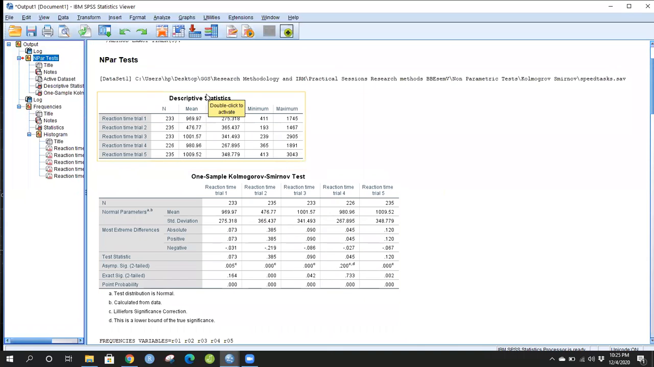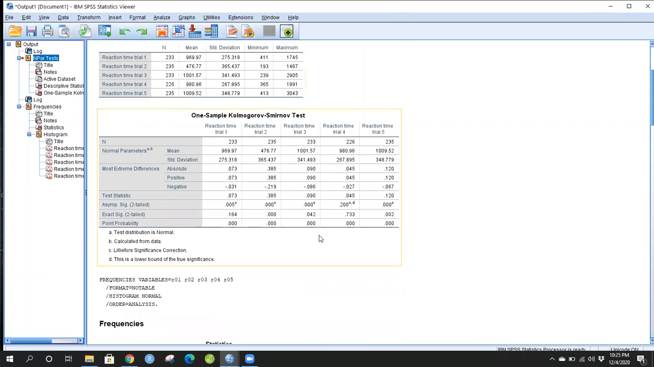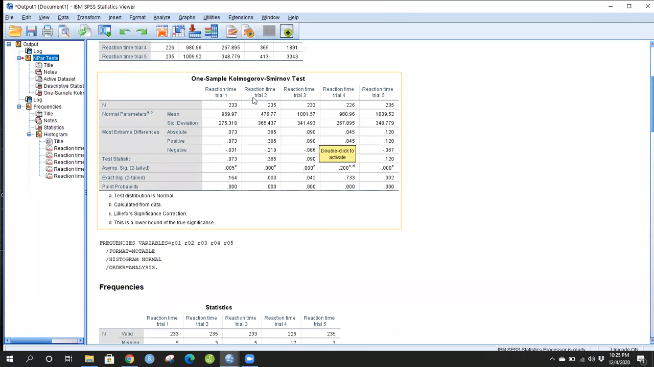Now, when you look at the descriptives, this is just indicative of mean, min, max, and standard deviation. Those are all the usual things. So you might have a glance at it. My interest is in this Kolmogorov-Smirnov test. So for each of my variables, reaction time 1, reaction time 2, 3, 4, and 5, I have all of these aspects being worked out. The sample, then the parameters in the normal distribution, mean and standard deviation, most extreme differences.